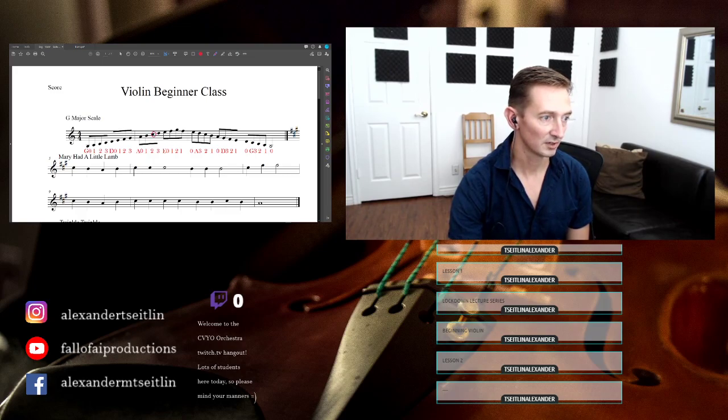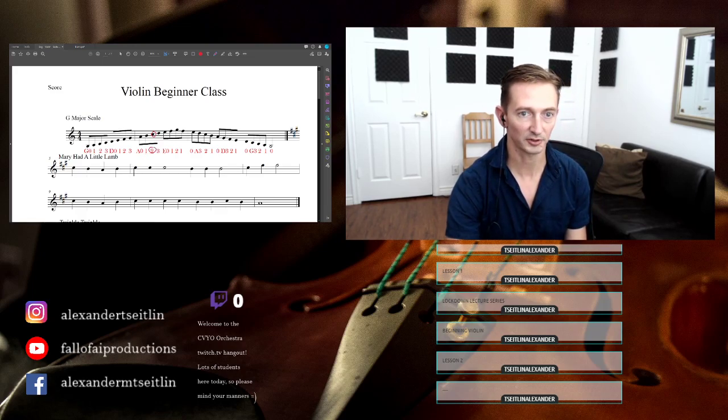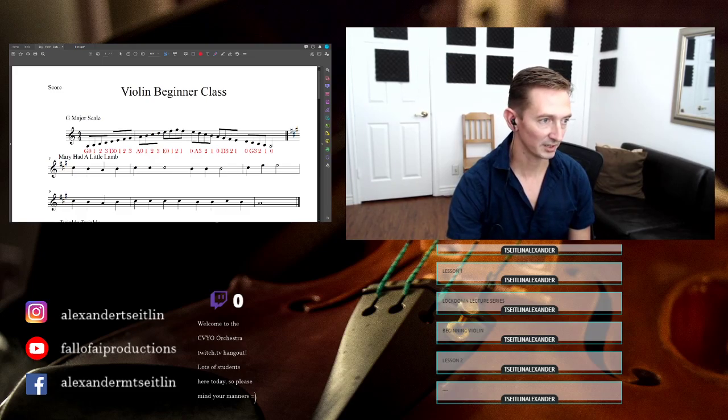Now, basically what this means is if I want to play this note right here, for example, that just means that I would play the second finger on the A string right here in order to play that note. If I want to play this note right here, I would play E0. So E0 with no fingers gets me that note right there, and so on.